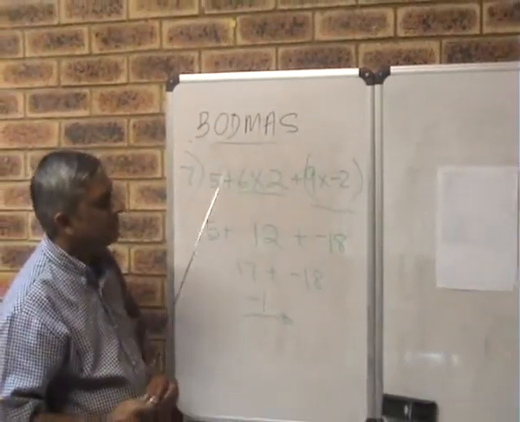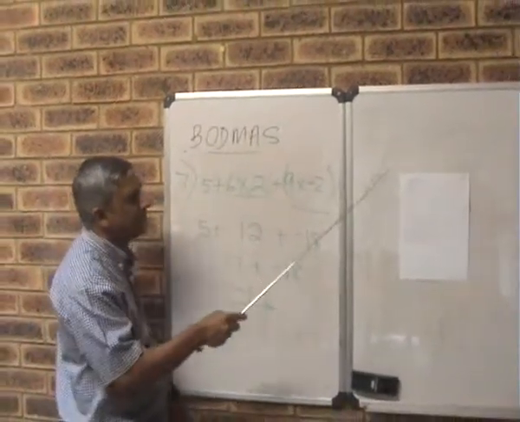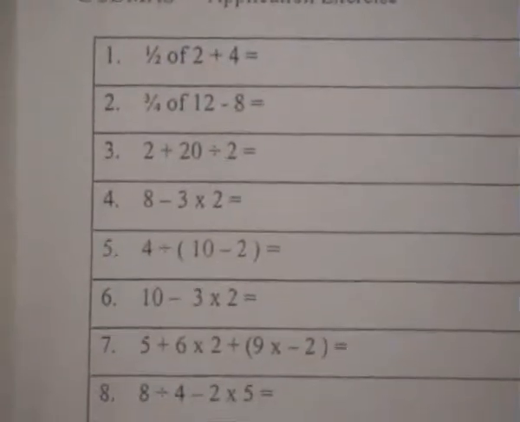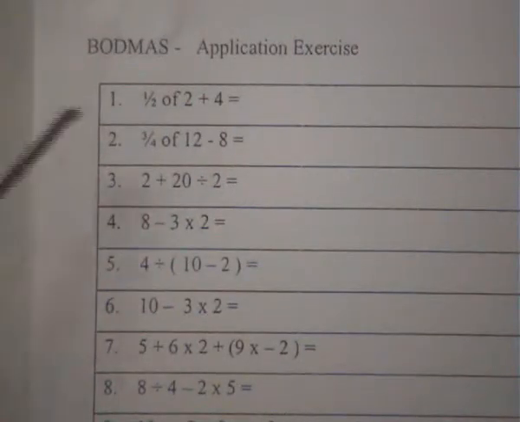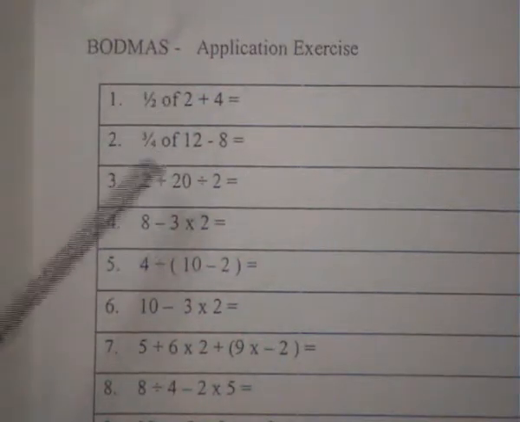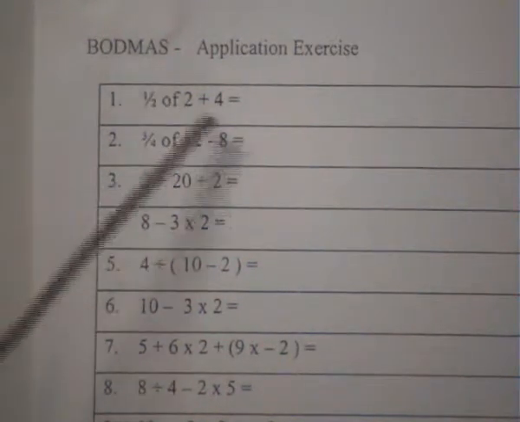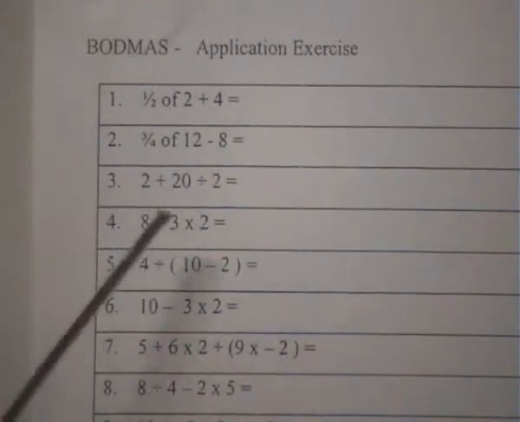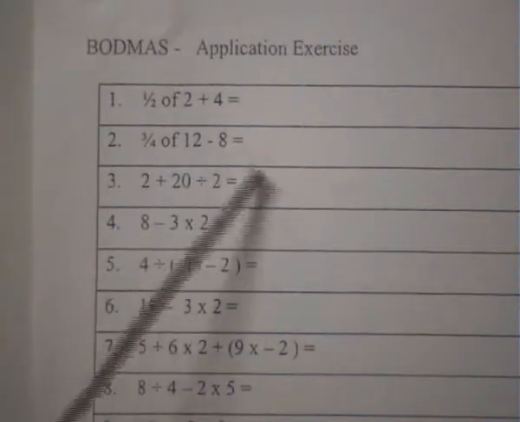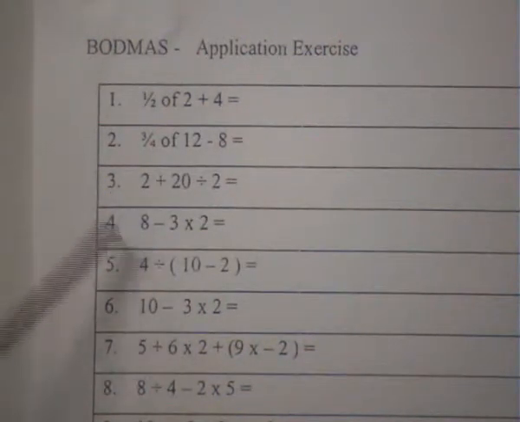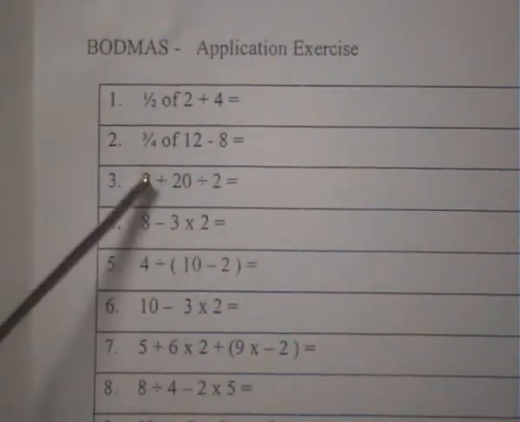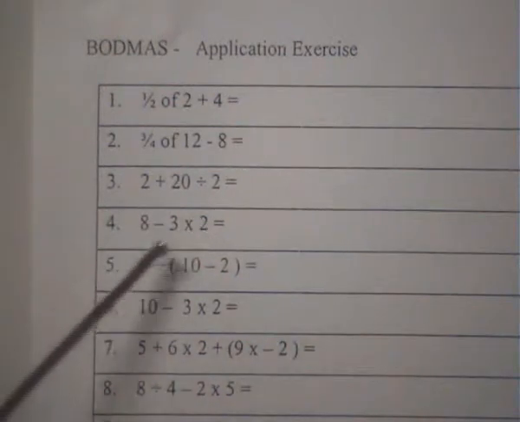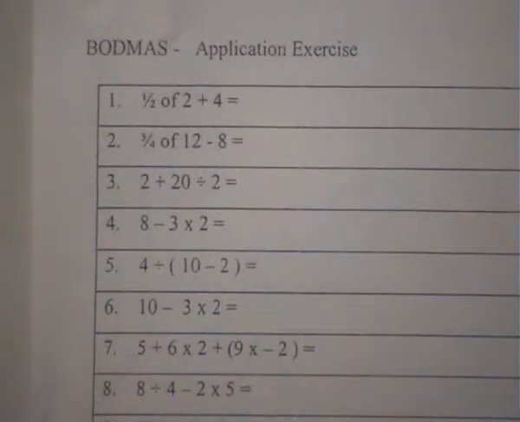Alright, so now we're going to go through the exercise. I'm just going to read them to you so that you know exactly what is on the exercise. Alright, so here is the exercise on BODMAS. Number 1, half of 2 plus 4. Number 2, 3/4 of 12 minus 8. Number 3, 2 plus 20 divided by 2. Number 4, 8 minus 3 times 2.